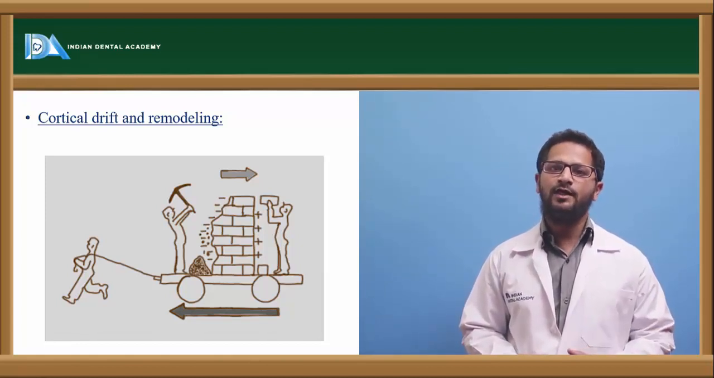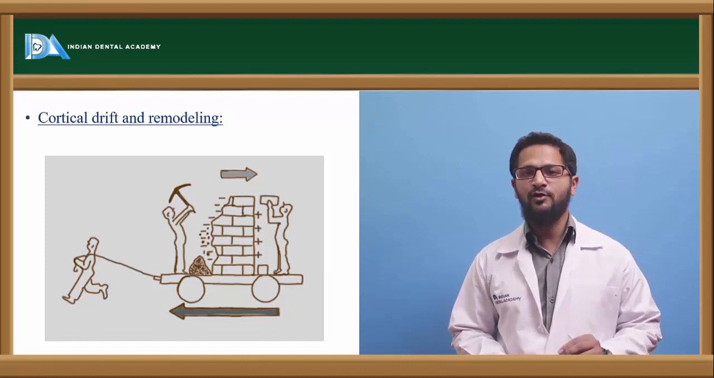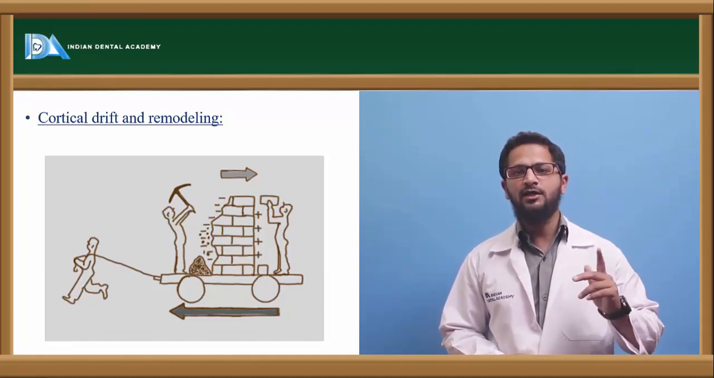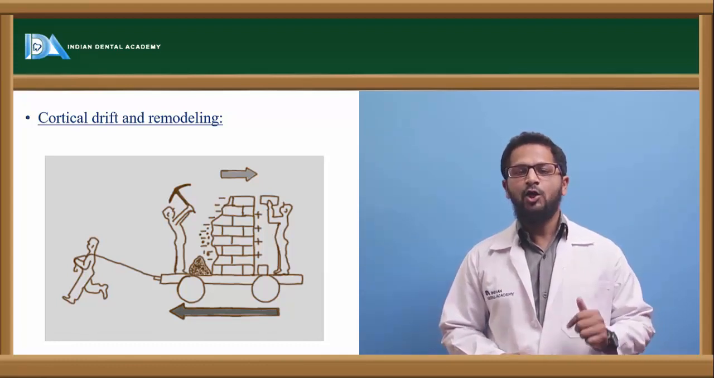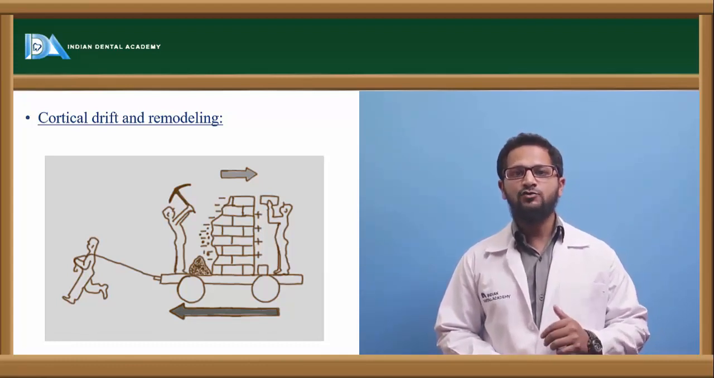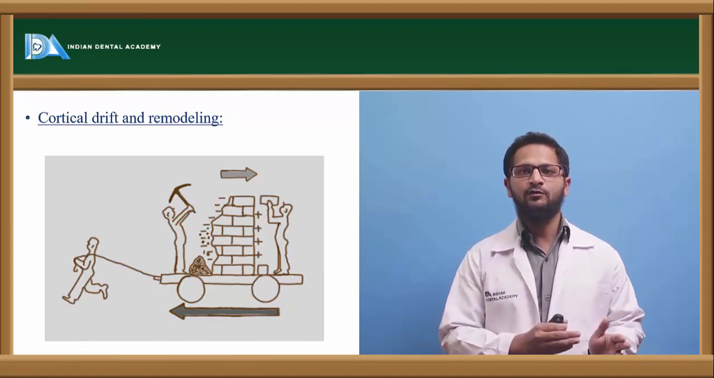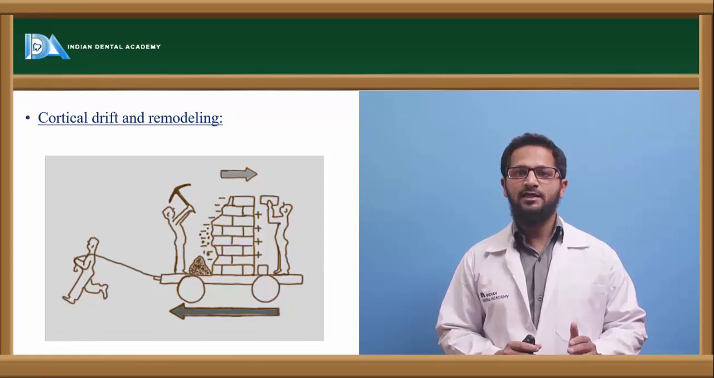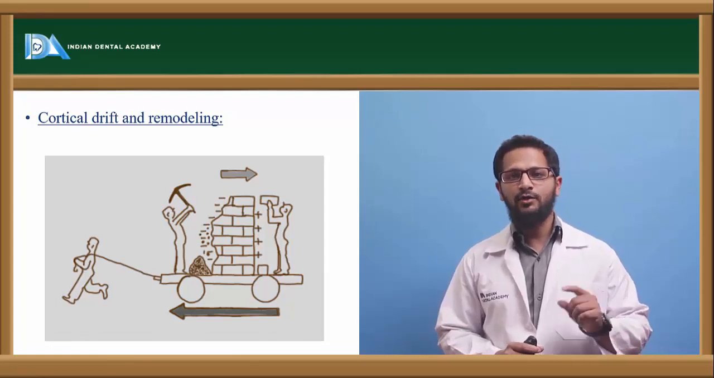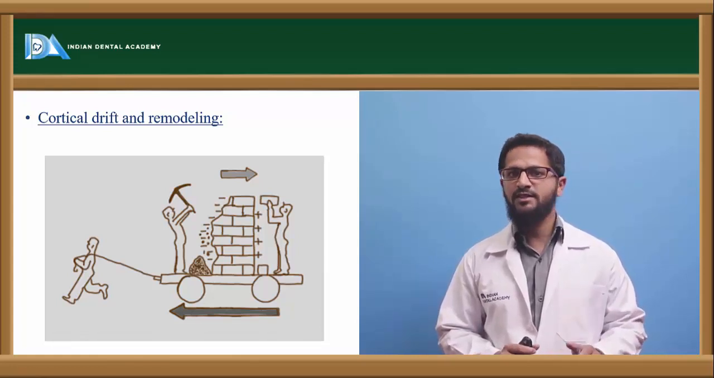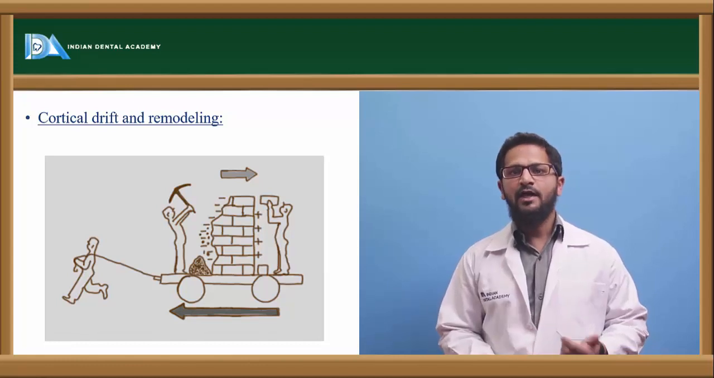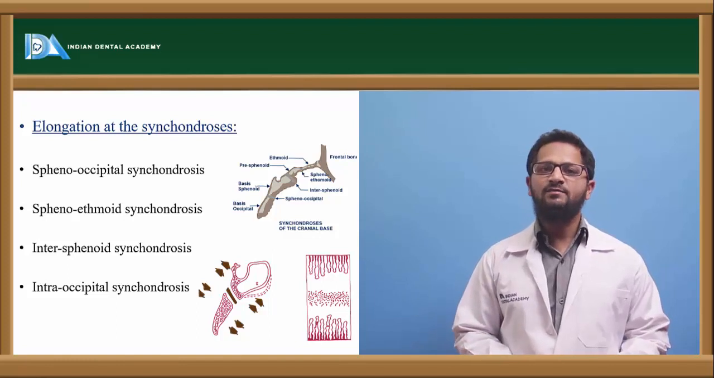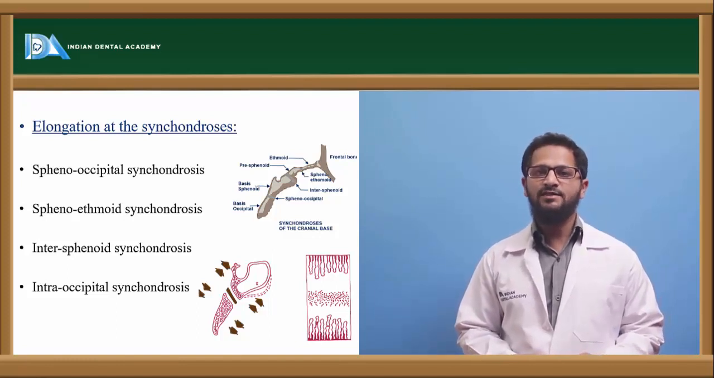Apart from this, the floor of the cranial base also consists of a number of perforations. These perforations allow the nerves to pass through them and have continuity with the brain. Now, these foramina, which allow the nerves to pass through them, show drifting by deposition of the bone. Hence, we can say that the cranial base grows both by bone deposition and resorption, that is combined remodeling, and also cortical drift.